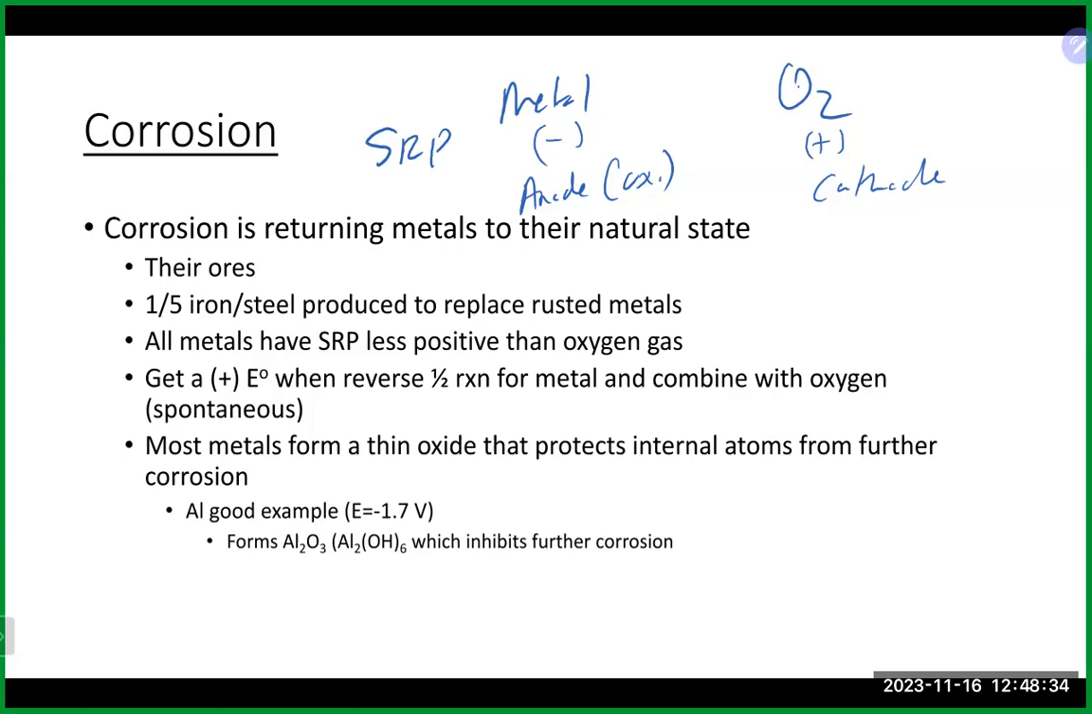Most metals, though, will actually form a layer when they go through oxidation. That's not necessarily a bad thing. So not all corrosion is a terrible thing, because sometimes as it goes through corrosion, it will create a layer that will protect the non-corroded metal underneath. So it prevents it from further corrosion. For example, aluminum will form a nice little layer that will kind of protect the metal that's inside.